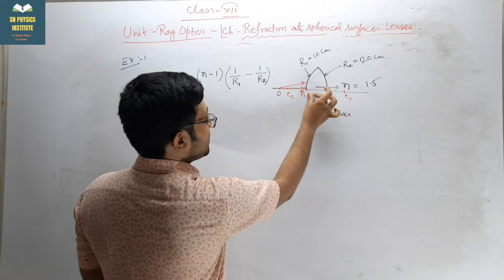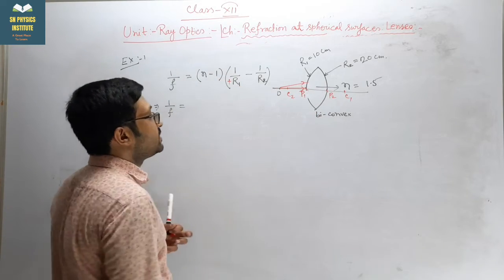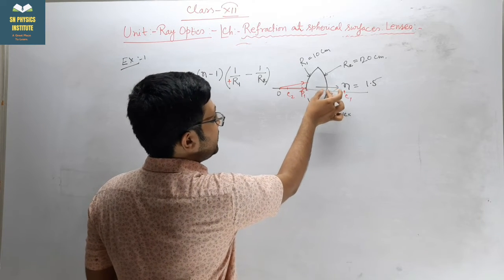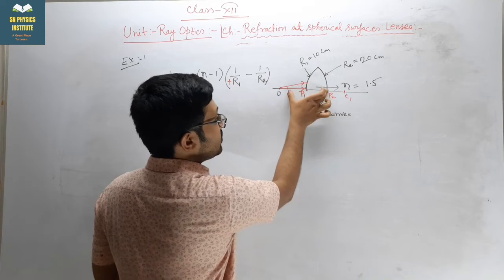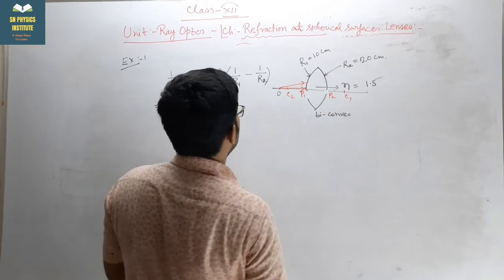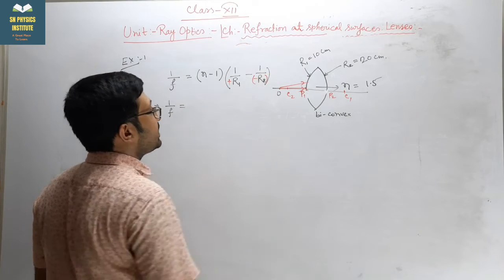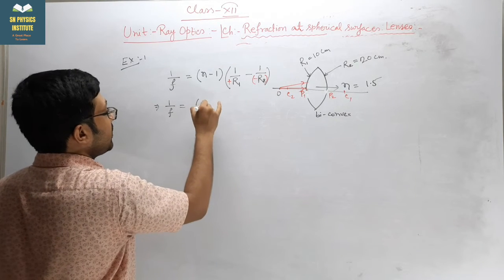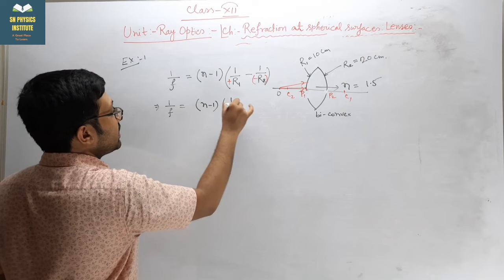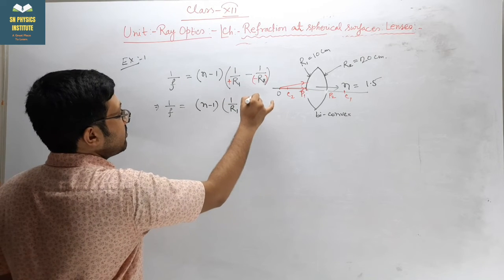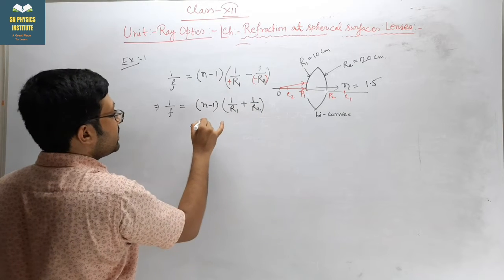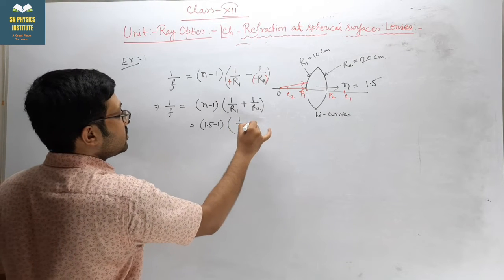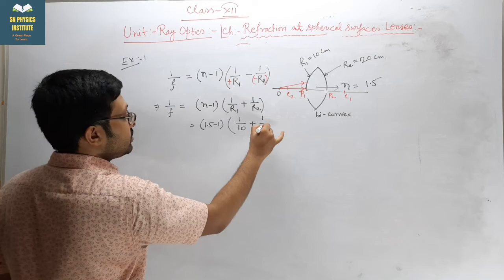So according to the sign convention, R1 is positive. But for the second surface, the radius of curvature P2 C2, you are measuring opposite to the incident ray, so R2 will be negative. So the equation becomes, for the biconvex lens, n minus 1 into 1 by R1 plus 1 by R2. Here n is 1.5, R1 is 10 and R2 is 20.